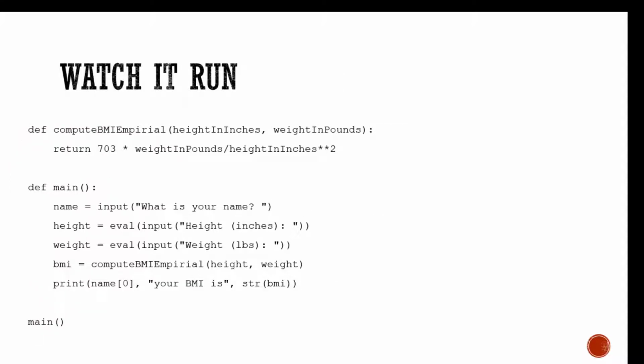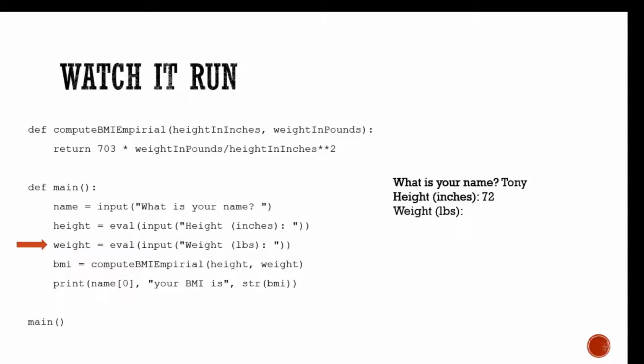So here's the code again. We're going to watch it run. Once we get into that main function, this line of code pops up this prompt to the user, what's your name? And then it stays there until the user types something in and hits enter. So when I type in Tony and hit enter, then it goes to the next line. The next line pops up instantly here, height in inches, and then it waits for my input. So I'm 6 foot tall, 72 inches, and then it kicks on down.